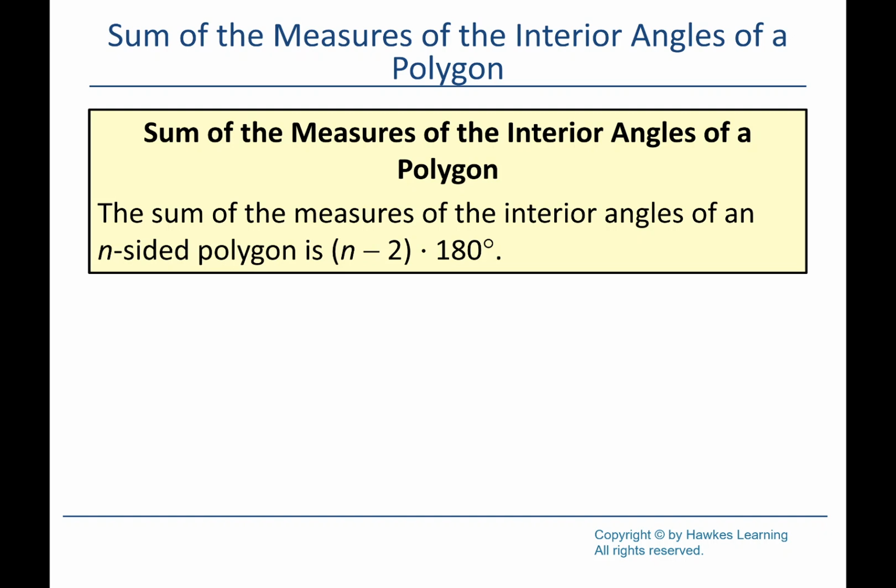That says if we want the sum of the measures of the interior angles, so if we add up all the inside angles, for an n-sided polygon, it's n minus 2 times 180 degrees. So we take the number of sides minus 2, multiply that by 180 degrees. So that gives us just a nice little formula. We can figure out the sum of the interior angles of any kind of polygon, any convex polygon.